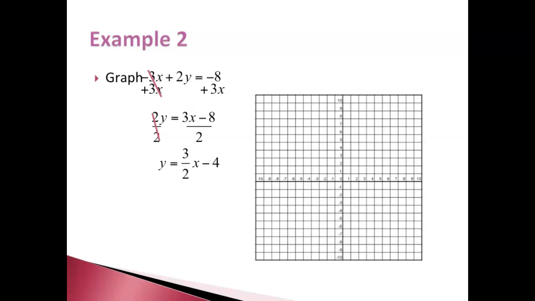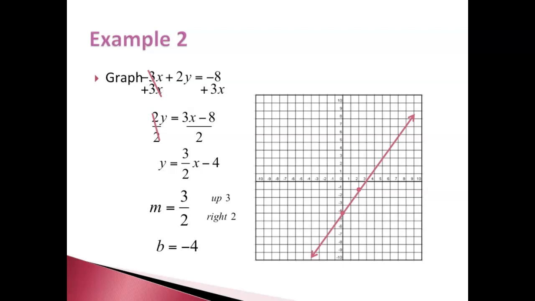Okay, so the slope here is 3/2, and the y-intercept is -4. So the slope being 3/2, that means we're going to move up 3 and to the right 2. Now let's start with -4 on the y-axis, and I'm going to move up 3 and to the right 2 to get my next point, and then I can draw my line through those 2 points.